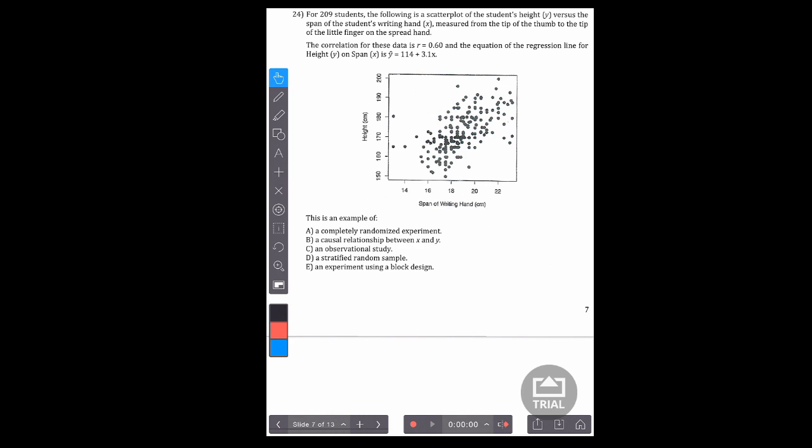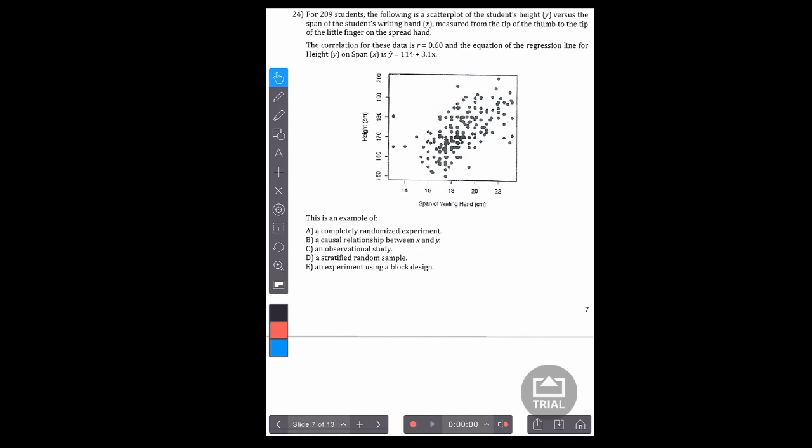Let's see. It's not an experiment, right? This is not an experiment. There was no treatment. It's just an observation of what these things are doing. These are the measures of people's hands at the same time as we're measuring their height. So this is just an observational study. This is C. A causal relationship.